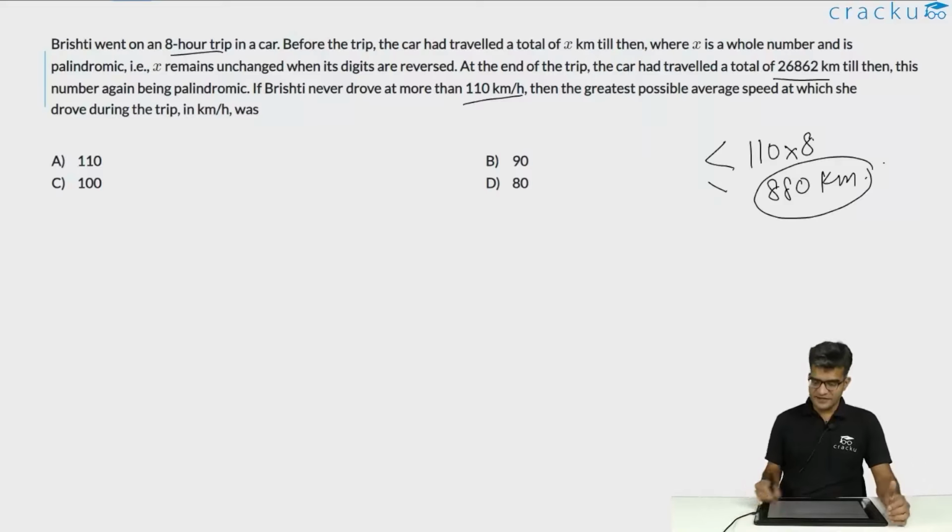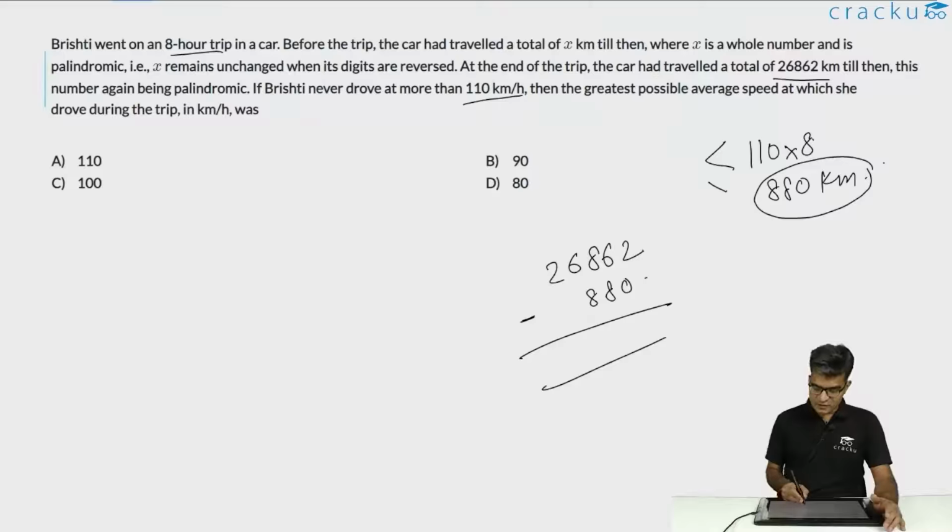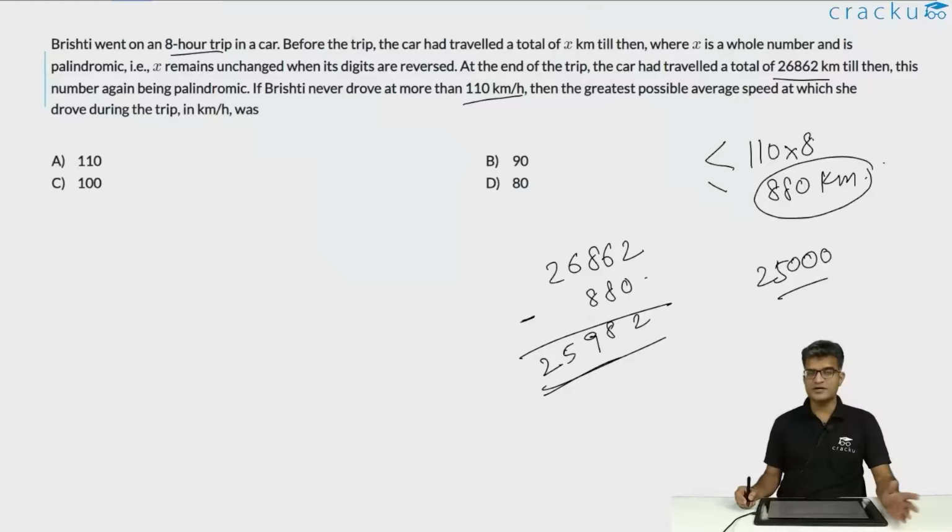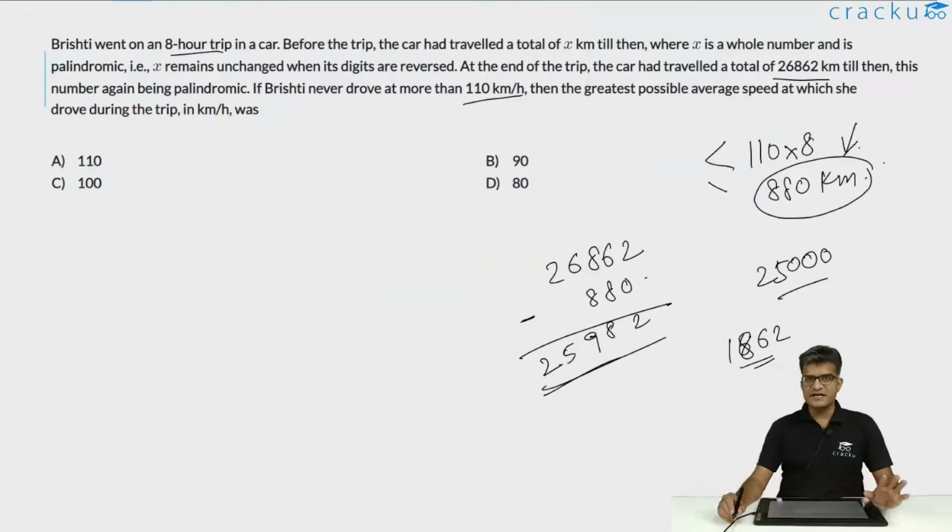At the start of the trip, the reading has to be, this is the reading at the end, so the start has to be greater than this: 2, 5, 9, 8, 2. Because if it is less than this, for example, if the starting meter reading is 25,000, it would imply that the total distance traveled is 1862, which is greater than 1800 kilometers. Because she didn't travel more than 880 kilometers, the starting reading has to be greater than or equal to 25982.